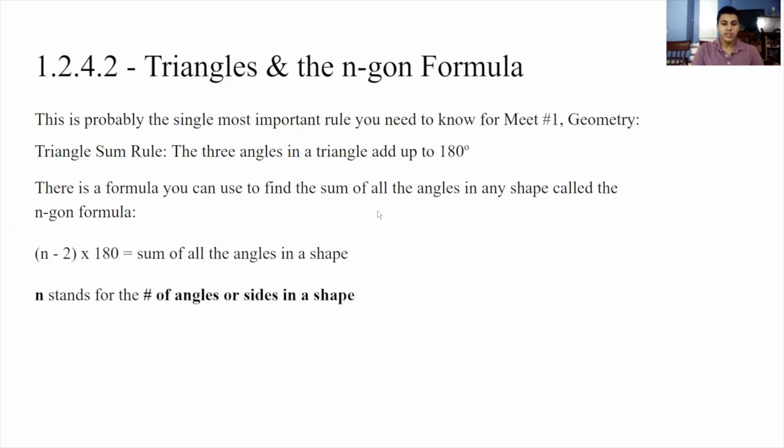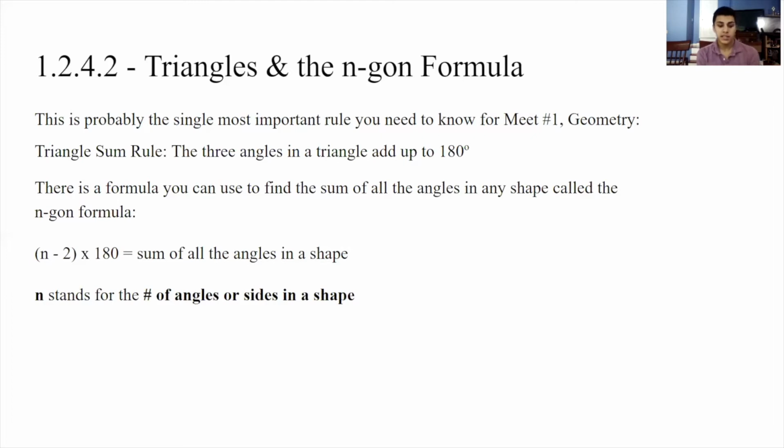And then the next thing you need to know is something called the n-gon formula. So we already know that the three angles in a triangle all add up to 180 degrees. But what about in other shapes, like a hexagon or a pentagon or a dodecagon? So this formula allows you to find the sum of all the angles in any shape. And that's what we call the n-gon formula. So the n-gon formula is (n minus 2) times 180 will give you the sum of all the angles in the shape. So n is what we call a variable.